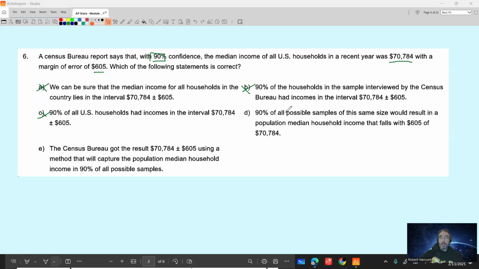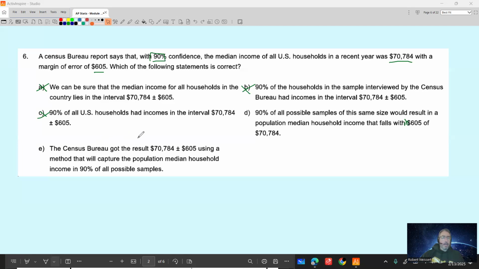Letter D, 90% of all possible samples of the same size would result in a population median household income that falls within $605 of 70,784, that is, within 70,784 plus or minus $605. That's kind of awkwardly worded. So let's look at letter E.